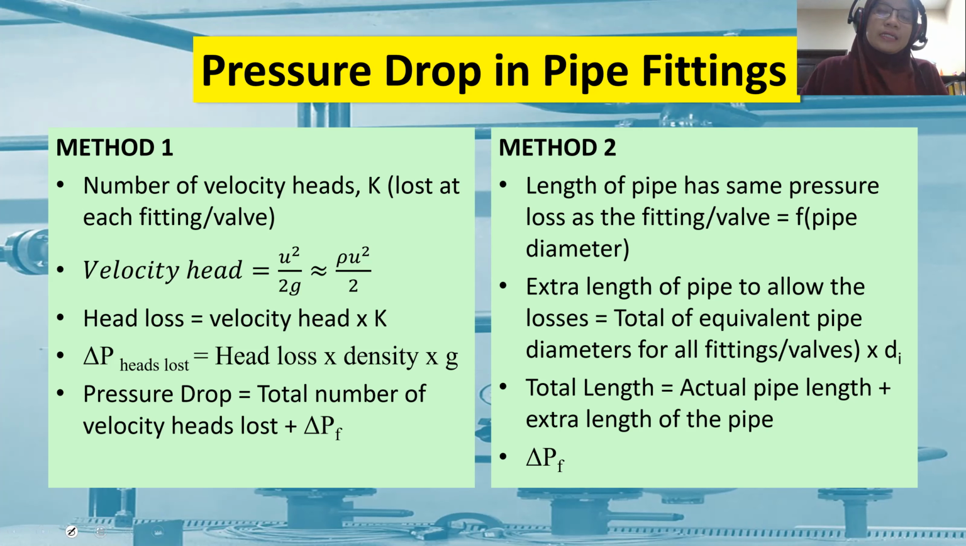What I listed in this table is actually a summary of the steps to calculate the pressure drop in pipe fittings. For method one, first we need to calculate the velocity head. The velocity head can be calculated by using the first term here or the second term. The first term of the velocity head here, the unit is actually, let me write somewhere around here.